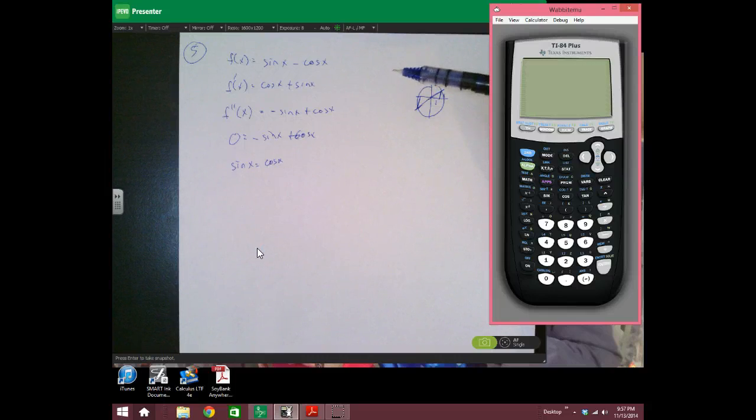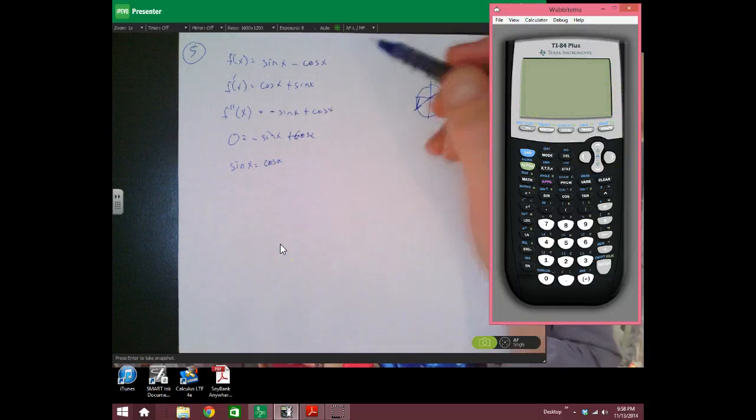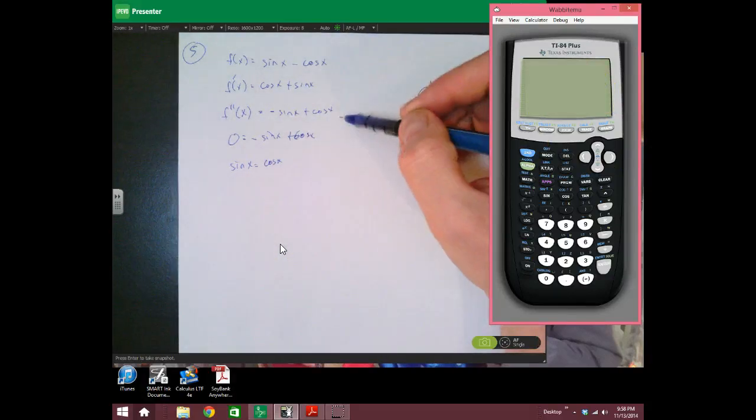Now I'm going to do this without graphing it. I'm not going to bother to graph it yet. We'll do it all from the calculus, and then we'll look at the graph in the graphing calculator, and that'll verify it. So in order to find your concavity, you have to find the second derivative.